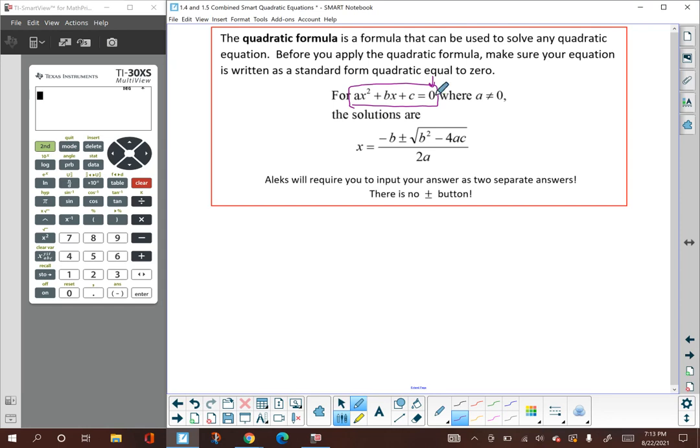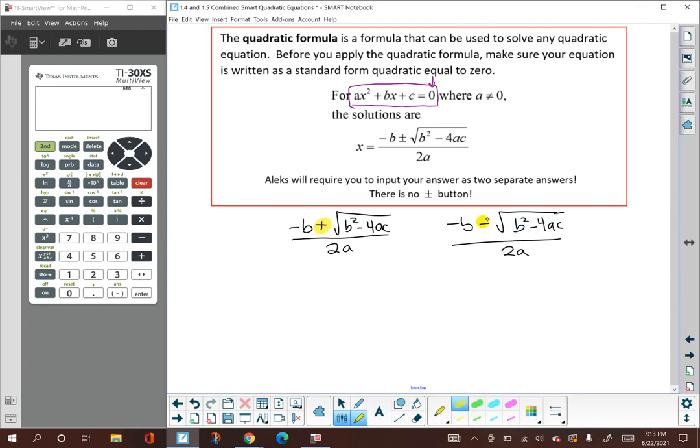And if you do have your quadratic in that form, you can use those coefficients. x is equal to opposite of b plus or minus the square root of b squared minus 4ac all over 2a. Now, Alex is special on this one. It does not have a plus or minus button, and it wants you to type in those two answers separately. So as you're simplifying it, you have to remember that you're going to have to type it in as these two separate answers, one with the plus and one with the minus.